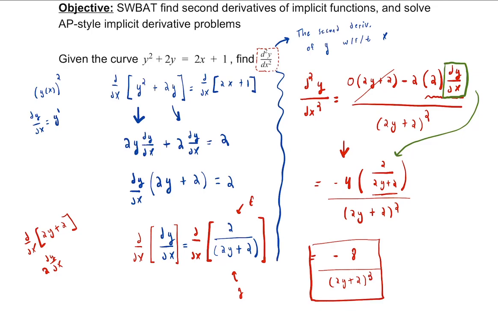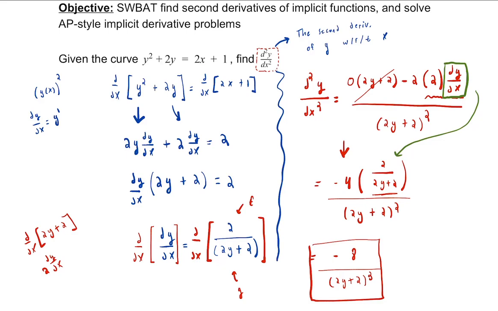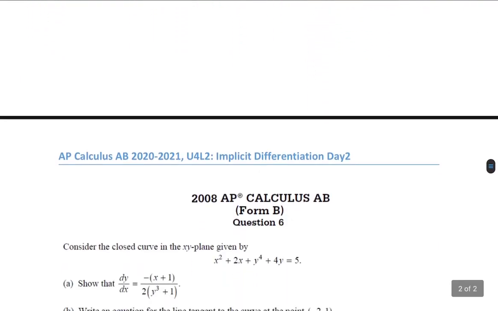If I asked you to evaluate the second derivative at a point, which you'd typically see like this, it would be like x equals 1, y equals 4. You would just start to plug in for x and y, and I think that's how the Delta Math ones are going to look. So that's how a second derivative looks.